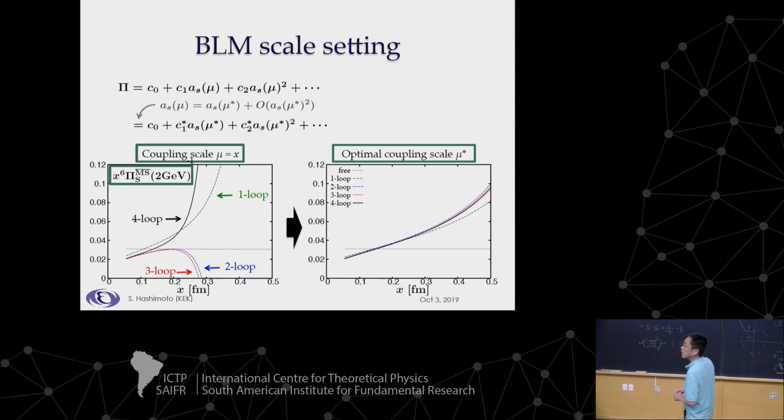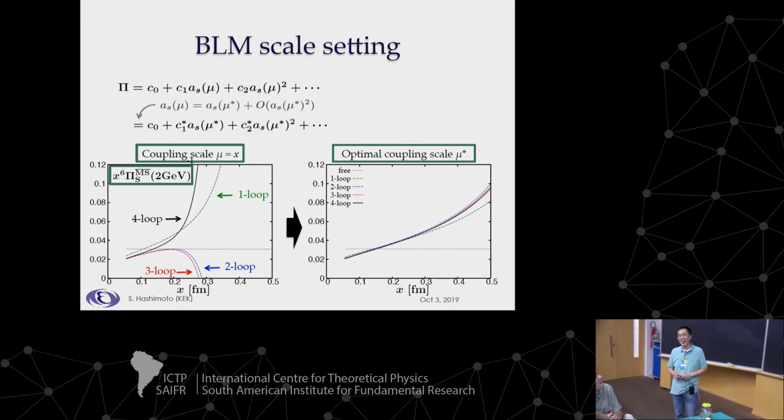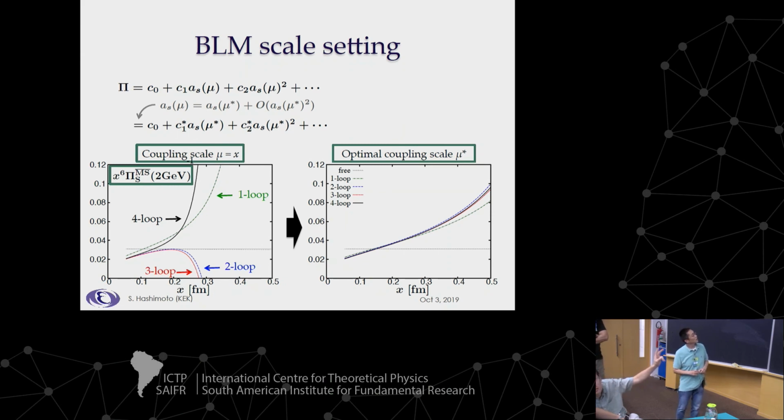I'm not sure I caught the question. I was saying that I was terrified by the left plot and amazed by the second plot, because it looks like there are some large logs that you are not summing up on the left plot. My conclusion is the opposite. I mean, you go to 0.1 Fermi, which is 2 GeV, and everything's converging.